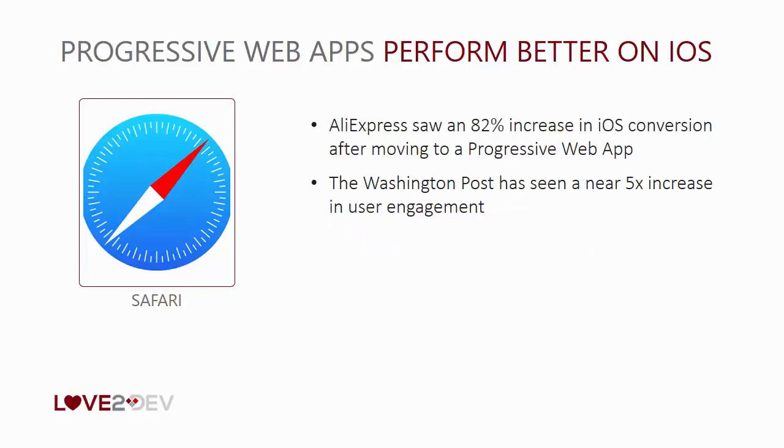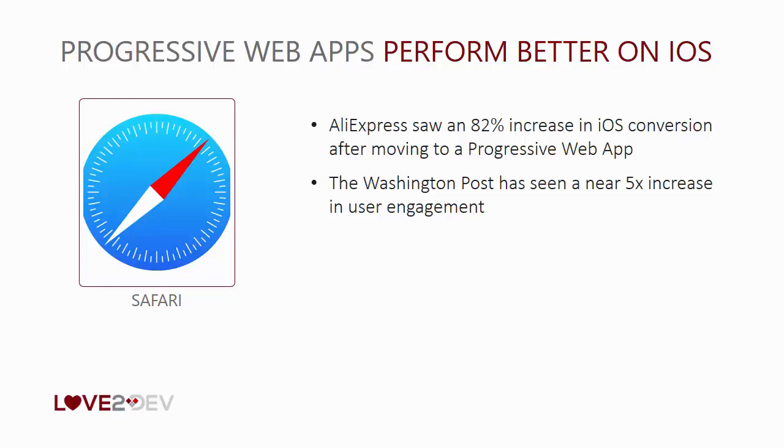Now here's some stats if you don't believe me. AliExpress, which is a major e-commerce retailing platform similar to Amazon, saw an 82% increase in iOS conversions after changing to a progressive web app. And that's because their experience just worked better. The Washington Post has seen a near 5 times increase in user engagement. That means that people are actually reading the Washington Post 5 times more than they were before it became a progressive web application.